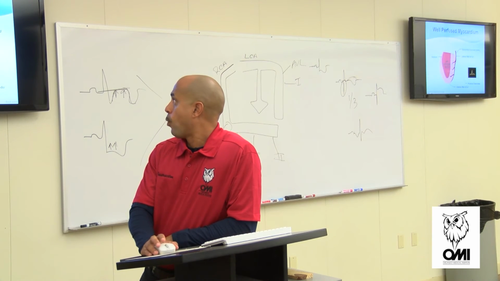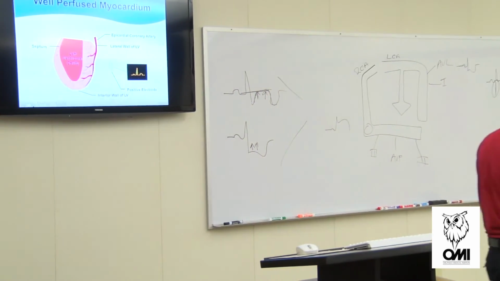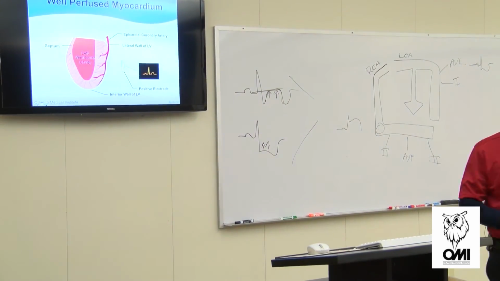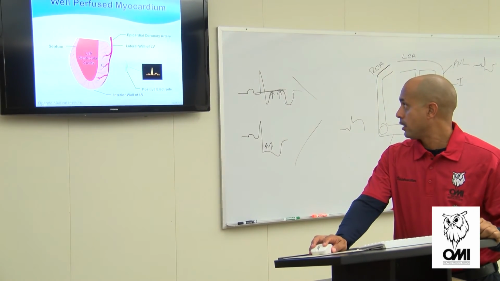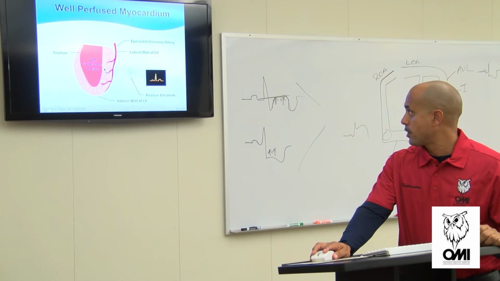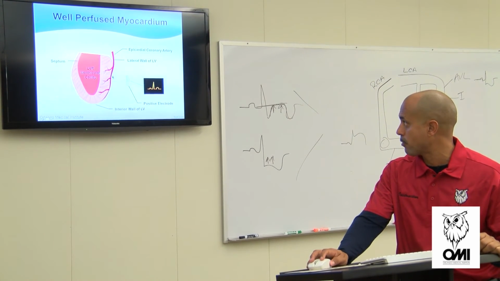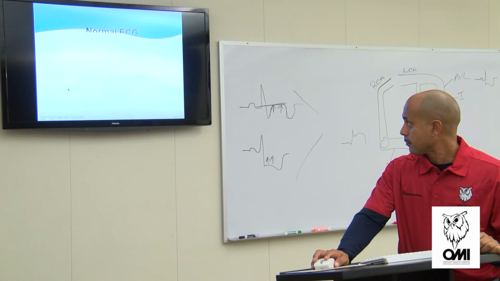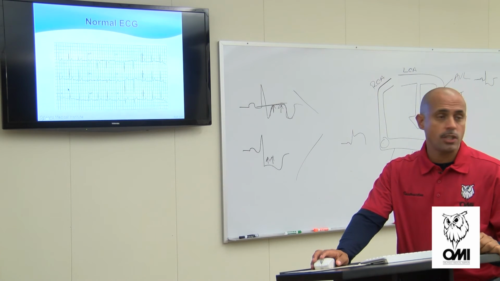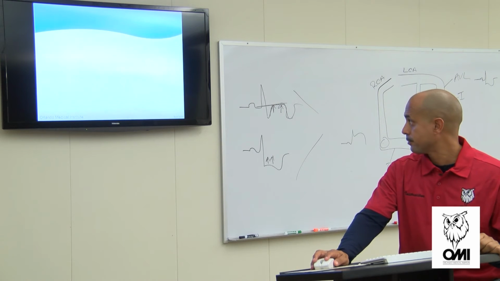All right, so a well-perfused septal wall. If you look at my picture up here, it's looking right through the heart. So you can see the endocardium, the myocardium, and the epicardium are perfused. You see the artery comes from the outside and works its way in. So this is a well-perfused heart. Now, what would I see? A normal ECG, or what you should call it, non-diagnostic.